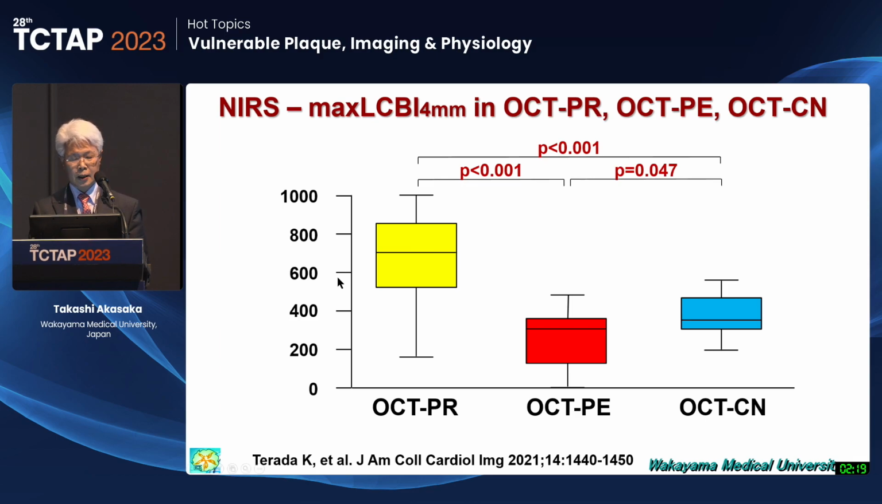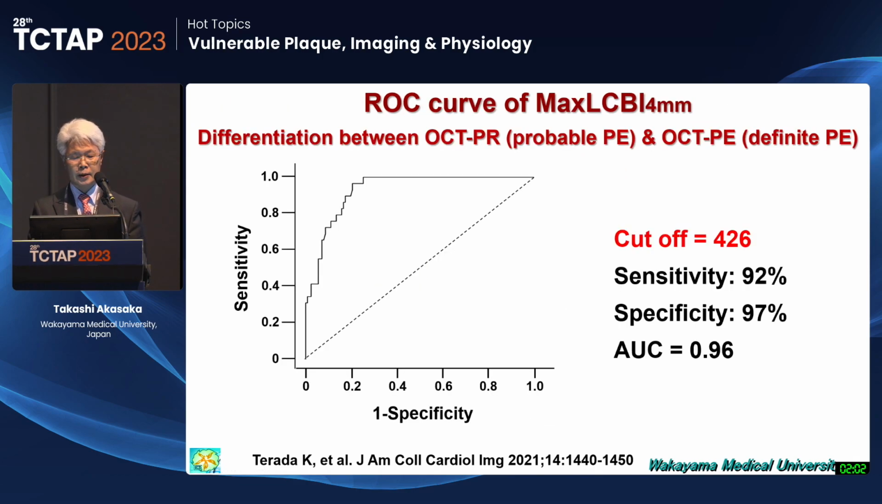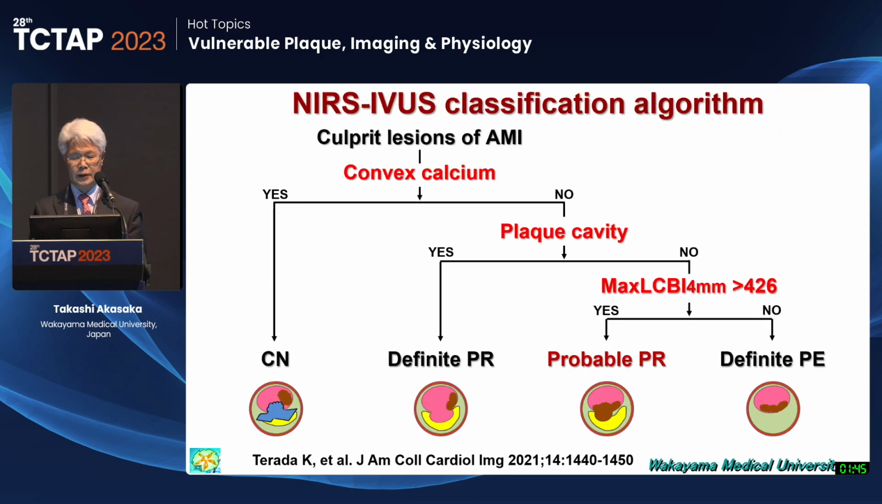And this is NIRS data in OCT plaque rupture, erosion, and calcified nodule. NIRS demonstrated that max LCBI is significantly lower in plaque erosion compared with rupture and calcified nodule. And this is an ROC curve of max LCBI for differentiating between OCT plaque rupture and OCT plaque erosion, with sensitivity of 92 and specificity of 97, cutoff value of 426. And using this algorithm, we can clearly differentiate, and we can recommend this algorithm.